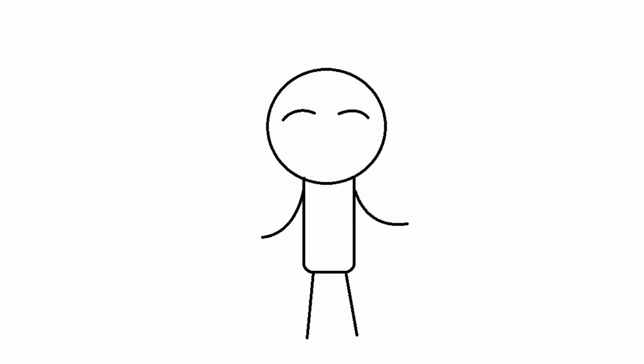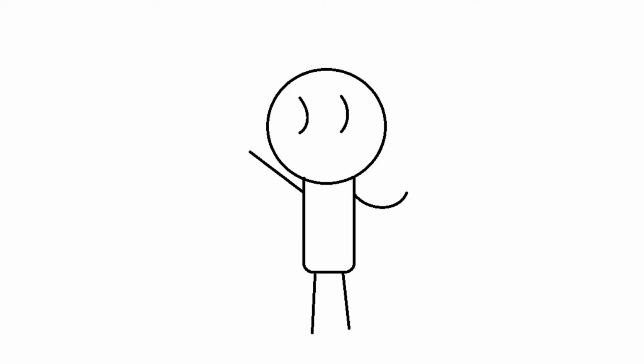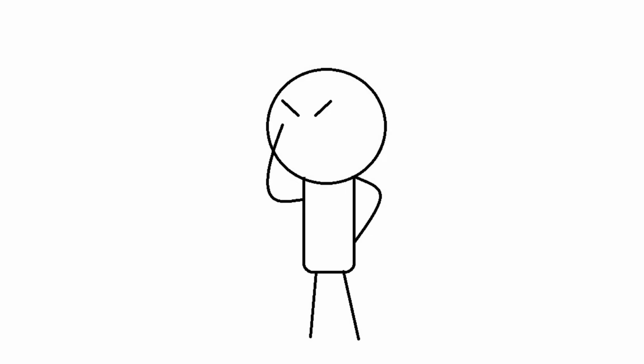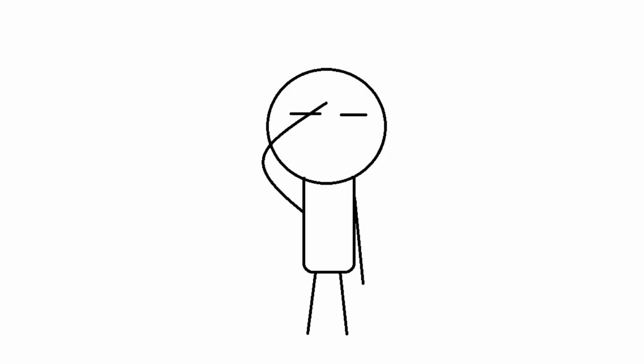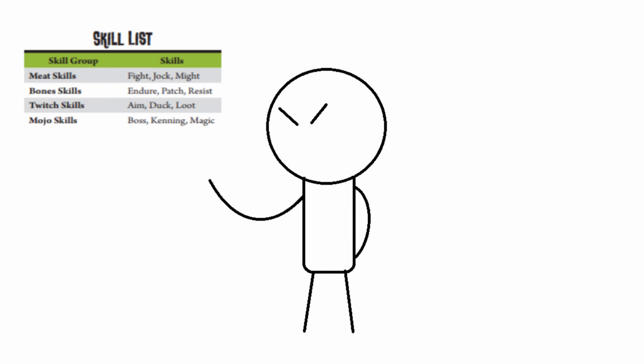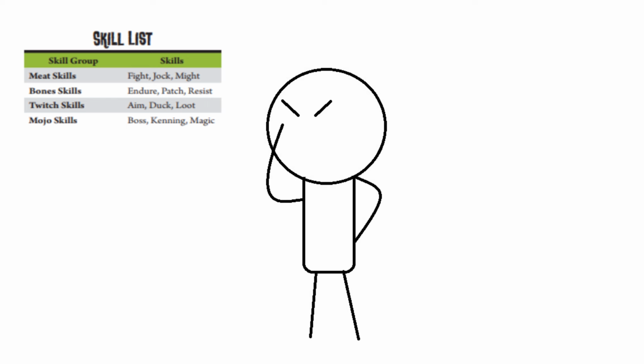So, say you have 3 in a skill, and the attribute is a d6. You'll roll 3d6 every time you use that skill. But what are the skills? Well, they got odd names, so let's talk about them. Meat skills are fight, which are your close quarter combats, jock, which is your athletic skills, and might, which is essentially a power. So fight is hitting and might will be damaging or lifting, I think.